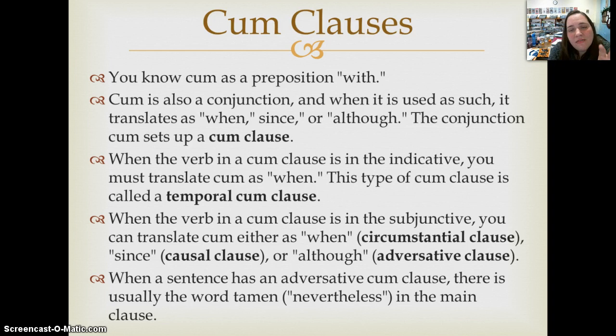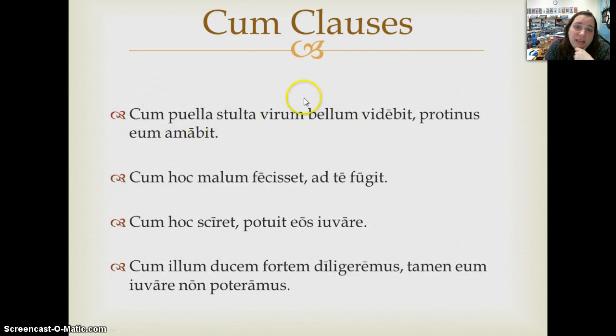When the sentence has an adversative cum clause in it, there's a word in the main clause that might give you a little tip, a little help into recognizing it as adversative, and that is tamen, nevertheless. So although such and such happened, adversative cum clause, main clause, nevertheless, such and such happened. So I have 4 examples on the next page to give you an example of each of these types of cum clauses.